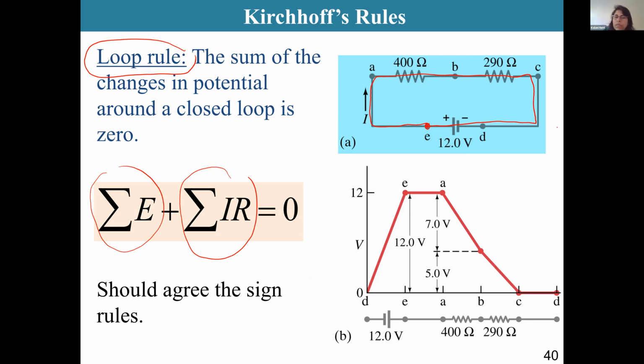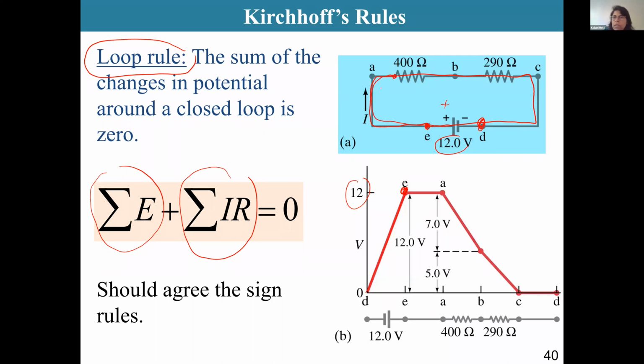But before that, let's start with point D. I'm going to start at D. When I travel from D to E, I pass through the 12 volt source. This is my positive terminal, so my voltage increases by 12. Right, you see here, 12. And then there is no change until I come to this point.